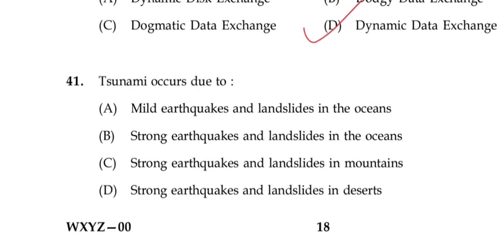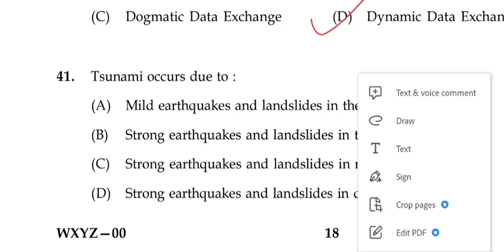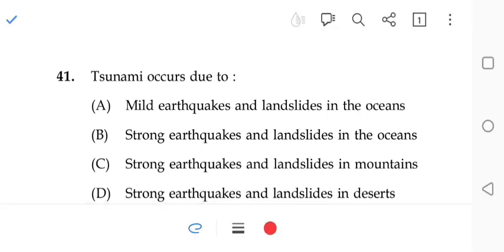41 says, tsunami occurs due to what? Mild earthquakes and landslides in the oceans, strong earthquakes and landslides in the oceans, strong earthquakes and landslides in the mountains, strong earthquakes and landslides in the desert. 41. Correct answer will be B, strong earthquakes and landslides in the oceans.